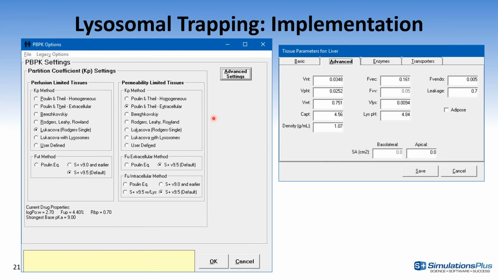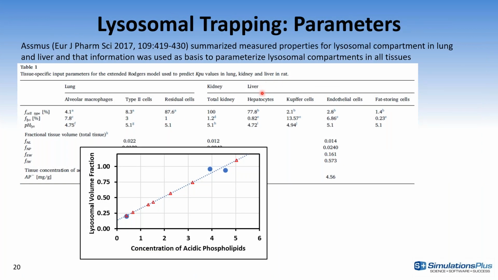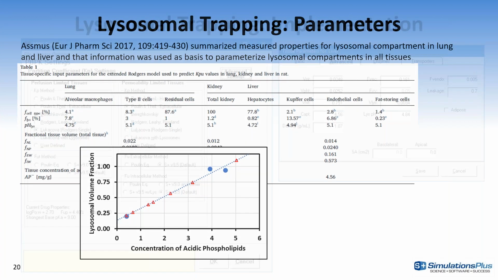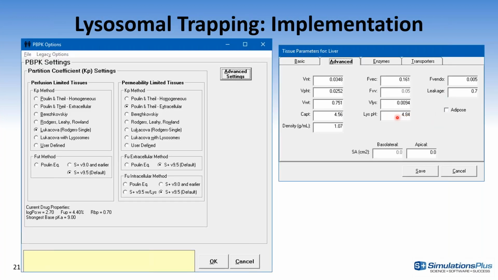Here is the implementation. For each of the tissues, you will see the additional specification for the lysosomal volume fraction and for the lysosomal pH. For lysosomal pH, we have the actual values only for two tissues, the liver and lung, which are different. For all the other tissues, you would see the lysosomal pH set to 5.1. But again, you have an option to explore the different effects. You have access to that parameter, so you will be able to change that pH and explore what might be happening.